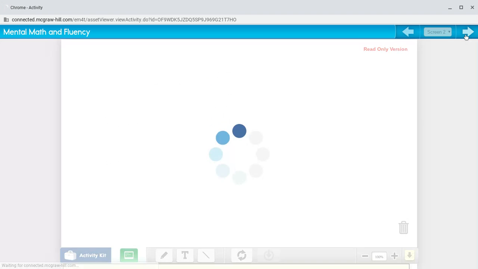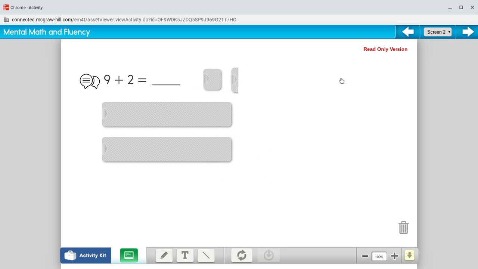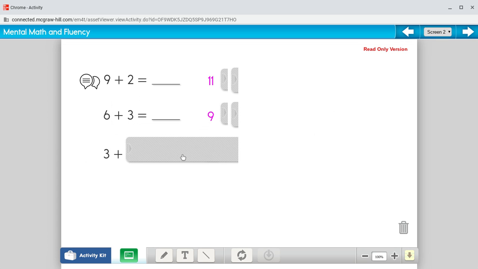And moving on to level 2. All right, here we go. 9 plus 2. If you said 11, you are correct. Next one, 6 plus 3. If you said the sum is 9, you're a rock star. And our last one, 3 plus 8. If you came up with the answer 11, you are correct.